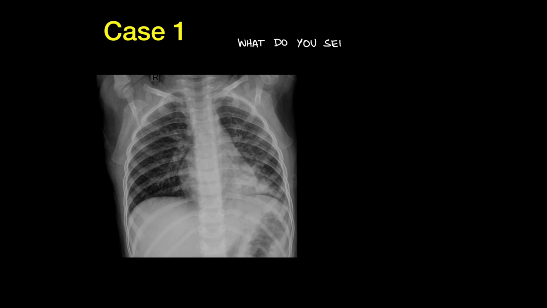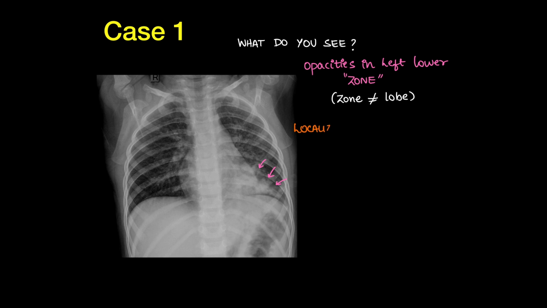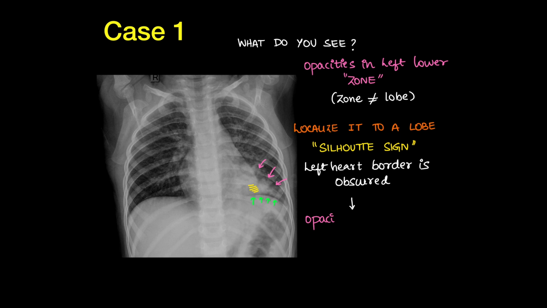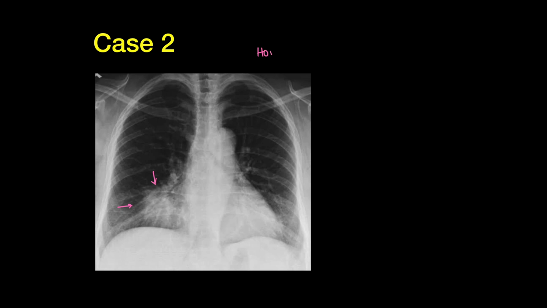Let's discuss the cases. So, what do you see in this first case? We see opacity in left lower zone. So this is x-ray, so mention zone, and zone is not equivalent to lobe, as you all know. Let's localize it to a lobe using silhouette sign. So left hemidiaphragm is clear, left heart border is obscured. So this lesion, as we discussed, the opacity is likely to be in lingula of left upper lobe. So left lower zone opacity is in left upper lobe.